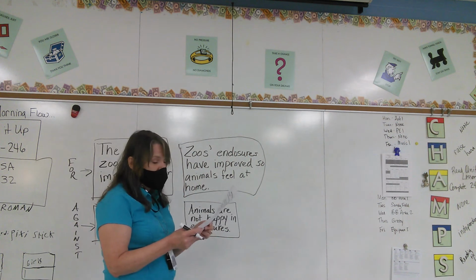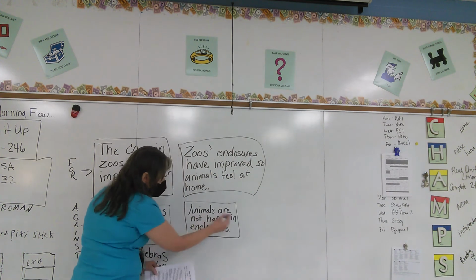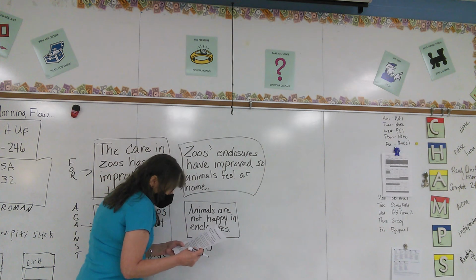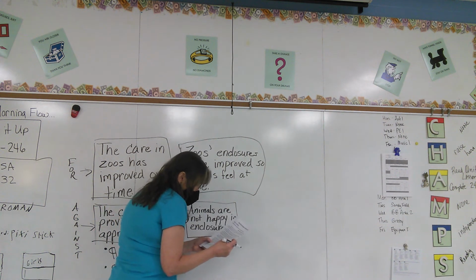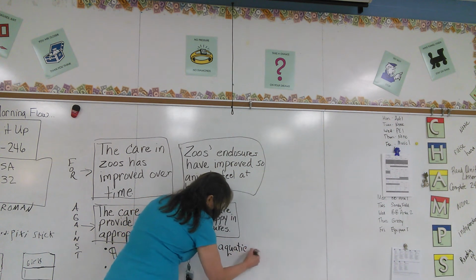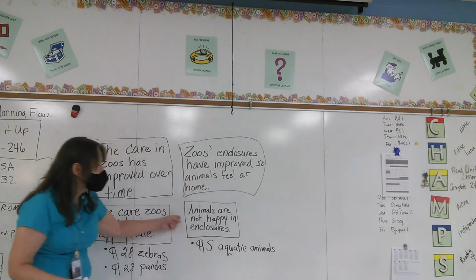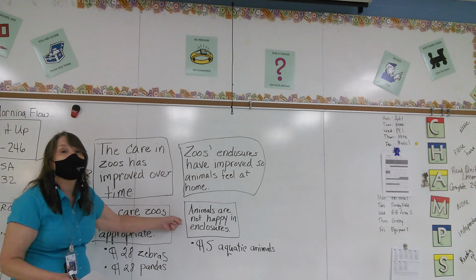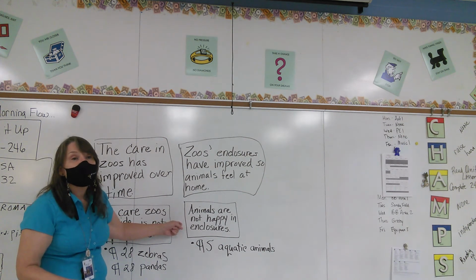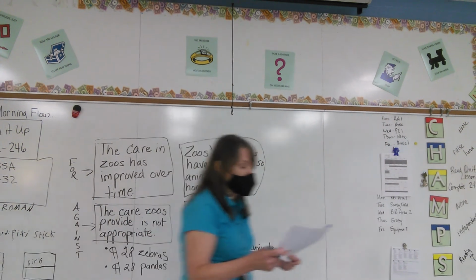Okay? We're talking about animals are not happy in enclosures. That would be paragraph 5. I'm talking about aquatic animals. Okay, can you see how that detail would support this? They're not happy in their enclosures. Their enclosures are not appropriate. Their enclosures are not adequate. And one example are the aquatic animals from paragraph 5.